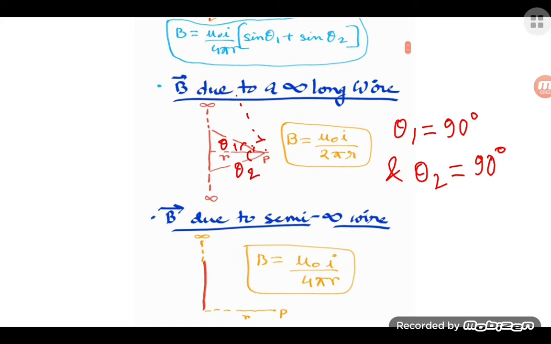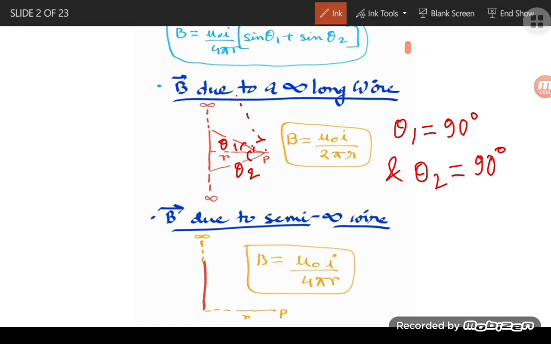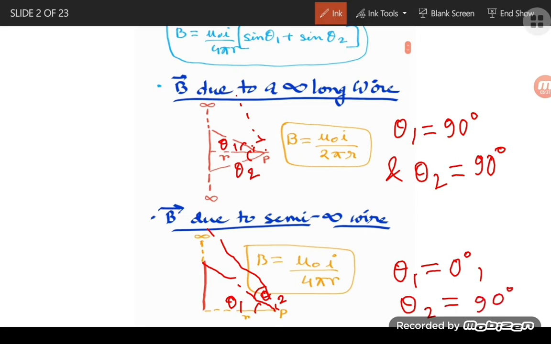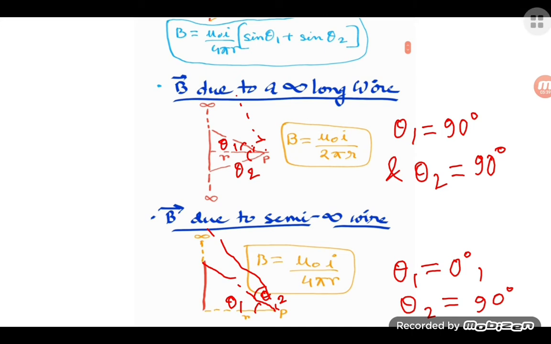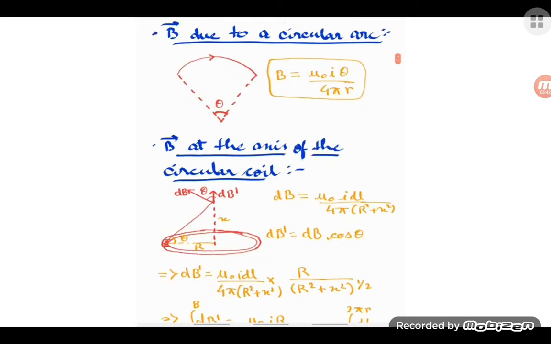Next, B due to a semi-infinite wire. For a semi-infinite wire, as you can see, the base angle, theta 1, is becoming 0 degrees. Because at first we were considering this as theta 1, but in this case I am considering this angle as theta 1 and the upward angle as theta 2. So theta 1 becomes 0 degrees and theta 2 becomes 90 degrees. Again, putting the values in the first formula, we get mu naught I upon 4 pi r.